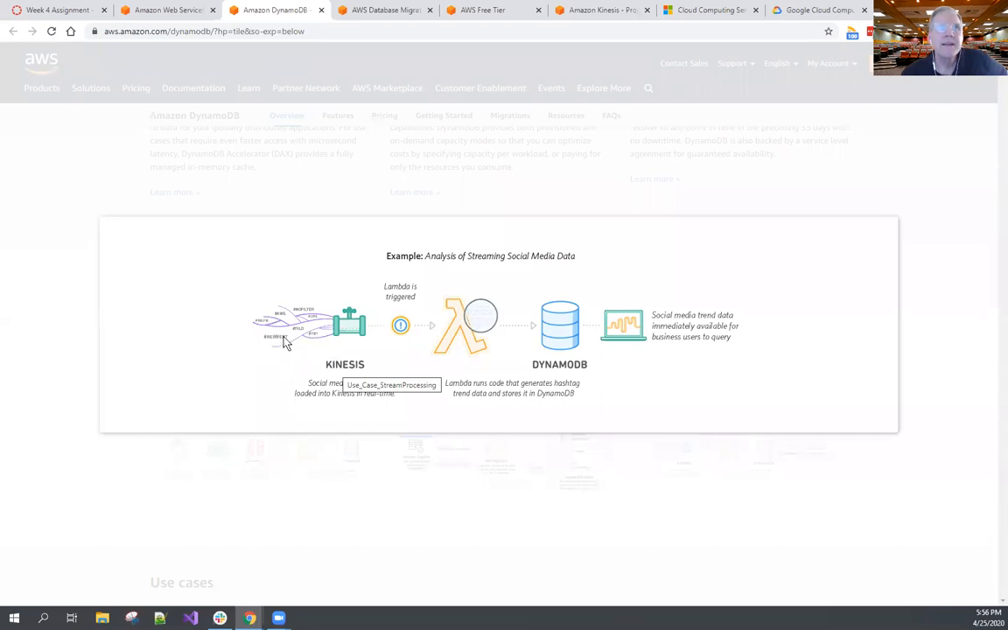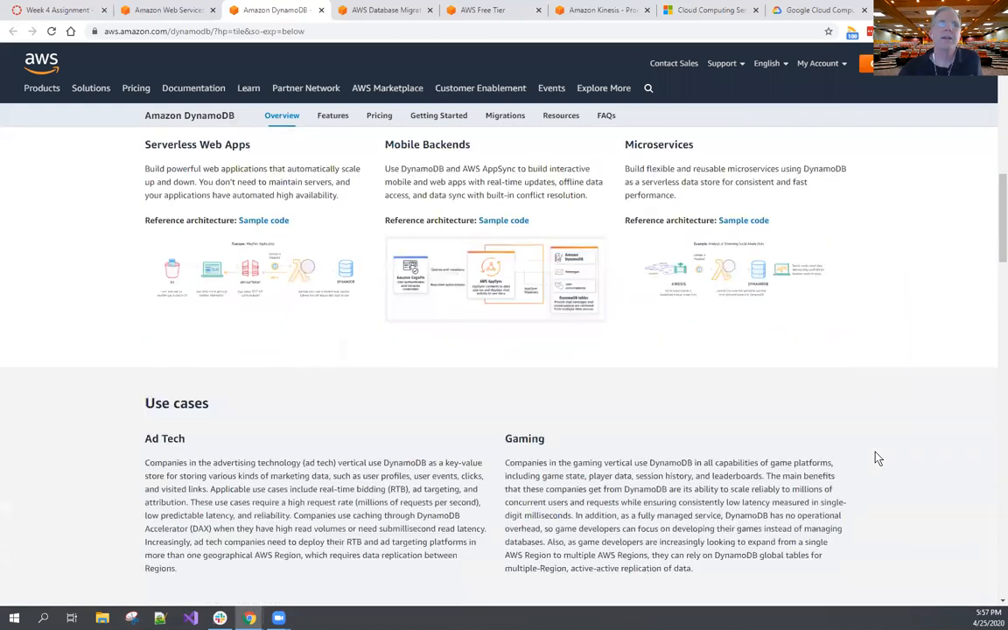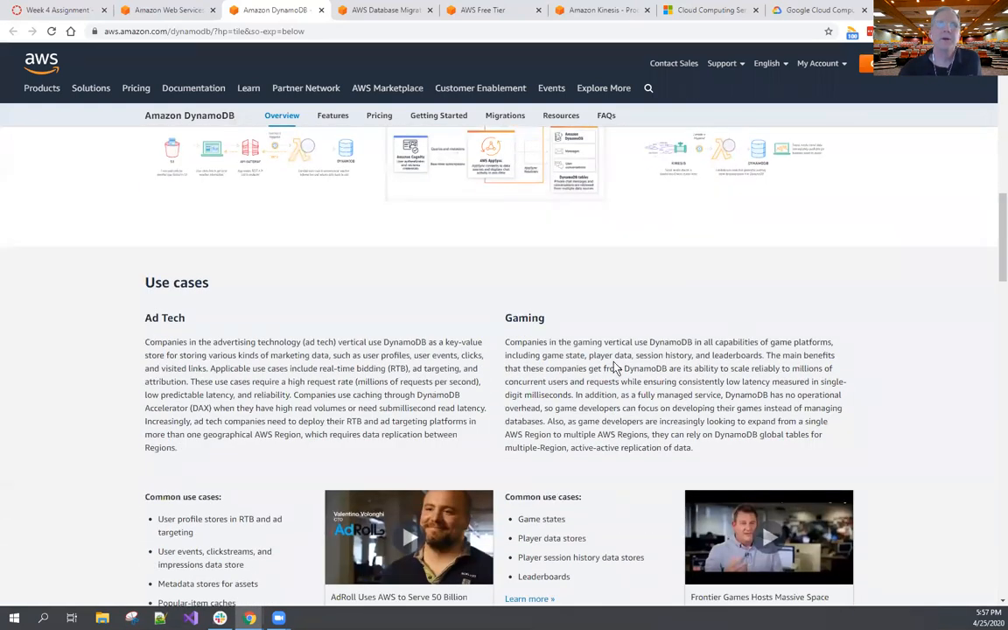For example, in this case, these are tags. Pretend you are monitoring tags in, let's say, Twitter, and monitoring that triggers this Lambda. Here on the back end, social media trend data is immediately available for business users to query. So this is an interesting application. You're monitoring all these tags and their quantity and so on. Another interesting application. So long story short, this is kind of looking good.